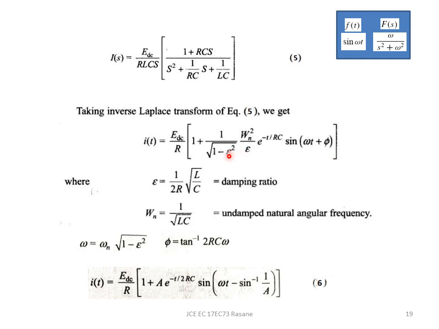Now here we are representing epsilon, which is equal to 1 upon 2R root of L upon C. This is called the damping ratio because it has L and C. And we have Wn, which is represented by 1 upon root LC. This is the natural angular frequency, undamped. And we have the term omega. Omega is represented as omega n times the root of 1 minus epsilon squared. And phi is the phase angle that is given by tan inverse of 2 RC omega.